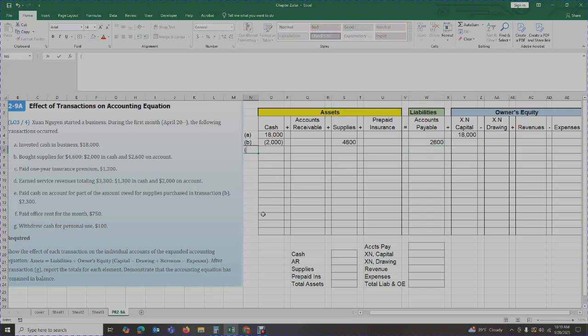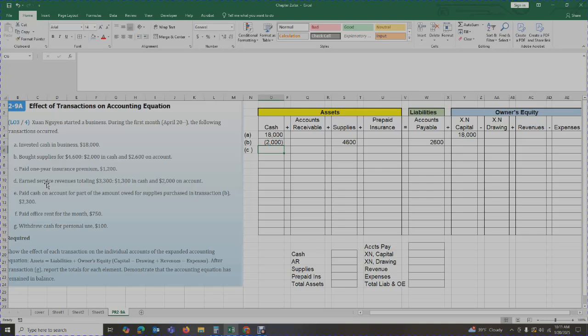Letter C. We paid a 1 year insurance premium, $1,200. So we are prepaying our insurance. We haven't used it up yet, but we're paying it in advance. And this is a common business practice. We prepay our insurance, we prepay our rent, we prepay our advertising, a whole bunch of stuff we prepay.